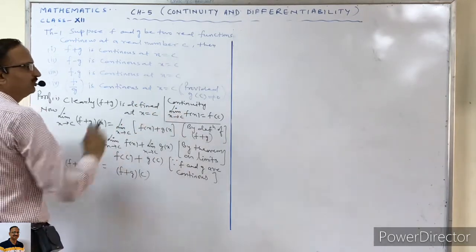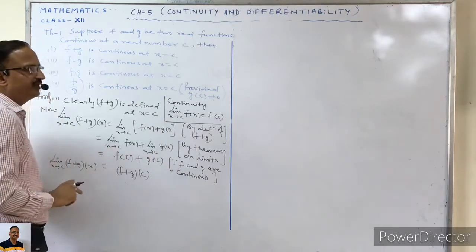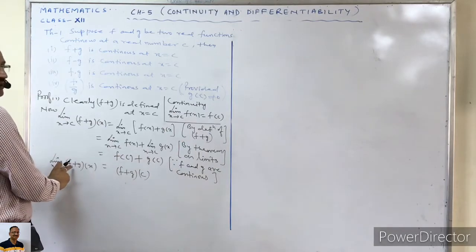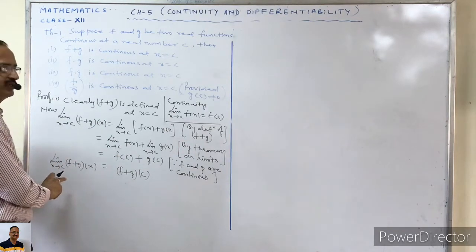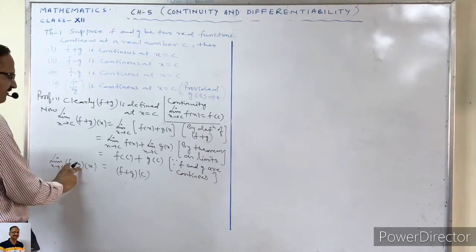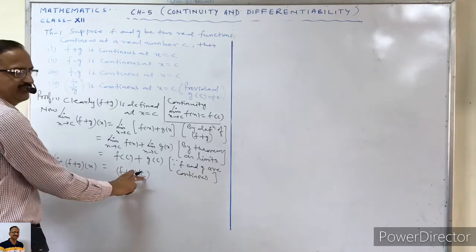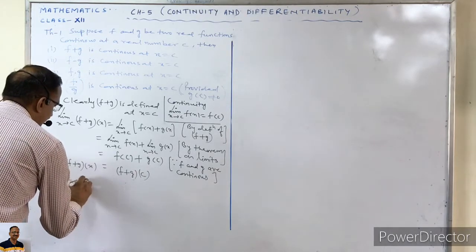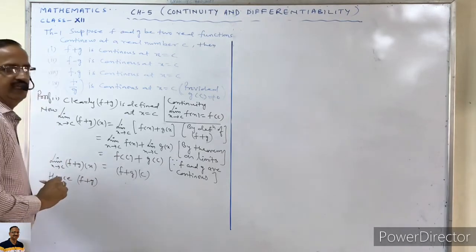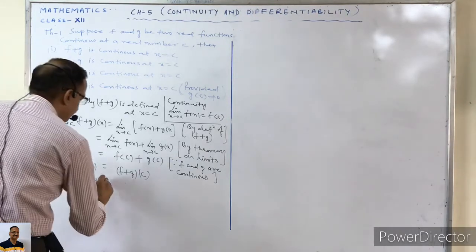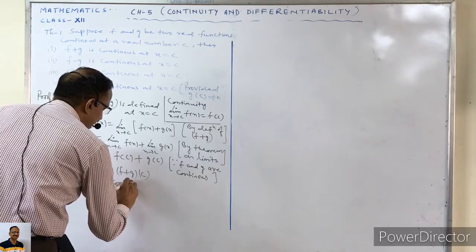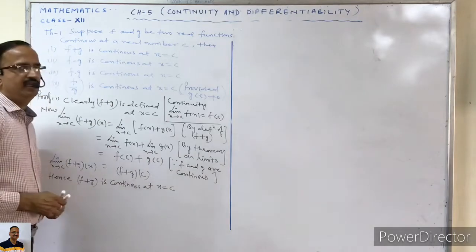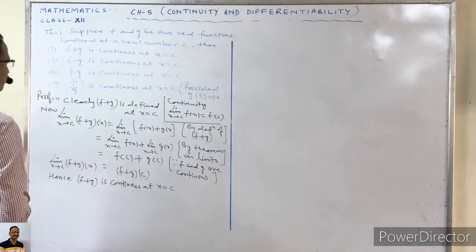So compare these two. When the function f is continuous, then limit x tends to c, f(x) equals f(c). Here we have to prove that f plus g is continuous, so limit x tends to c, (f plus g)(x) equals (f plus g)(c). So hence we can write f plus g is continuous at x equal to c. In this way, the first theorem is proved.